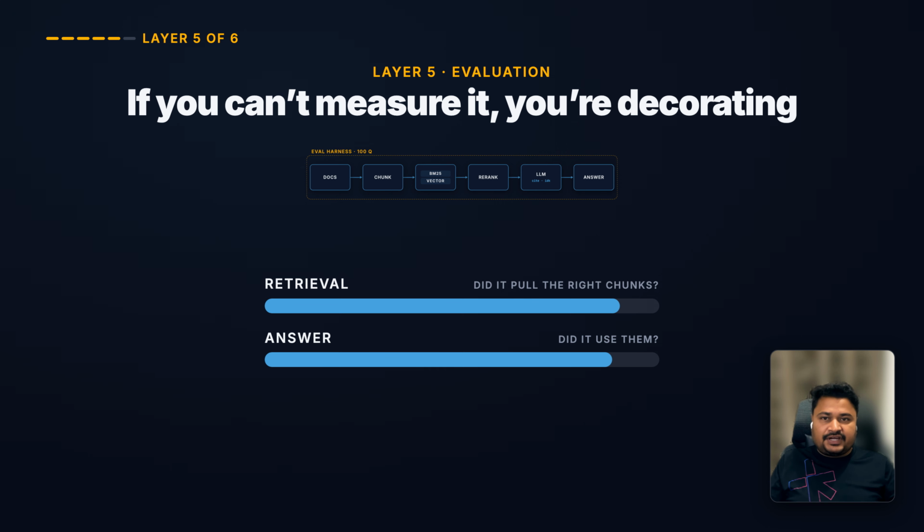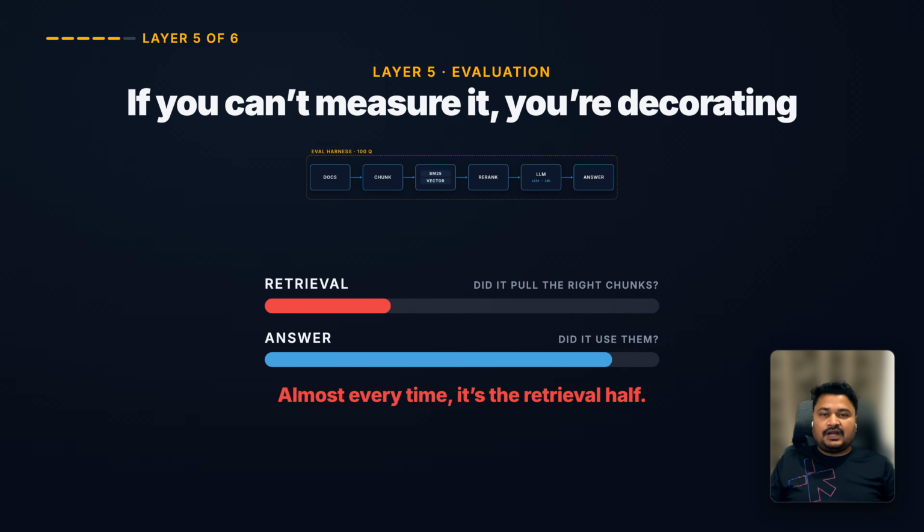Almost every time, it's the retrieval half. The model gets blamed for garbage the search handed it. You can't ship what you can't measure. Write the 100 questions. It's boring and it's the most important layer here.